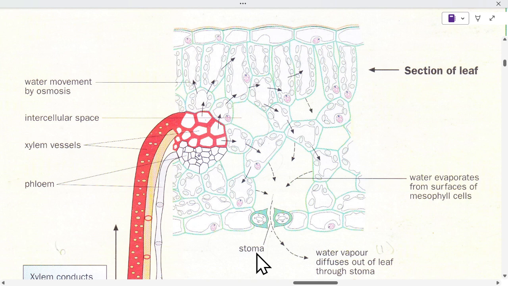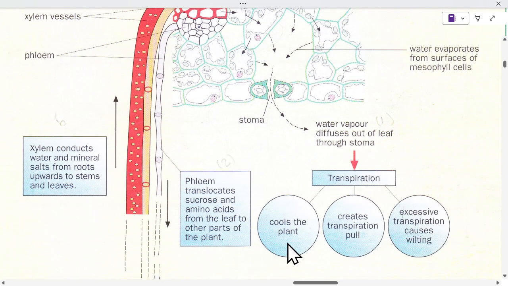Now this is called transpiration, and the function of transpiration is that it cools the plant and creates the transpiration pull. Excessive transpiration causes wilting. We have discussed this in detail before. Now coming to the xylem and the phloem vessels, the function of phloem is that it translocates sucrose and amino acids from the leaf to other parts of the plant, and the xylem vessel conducts water and mineral salts from roots upwards to stems and leaves.